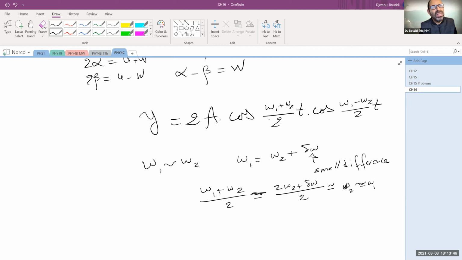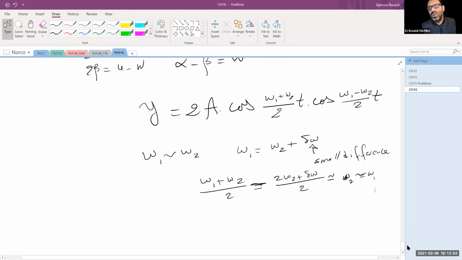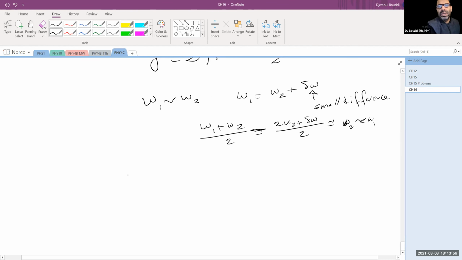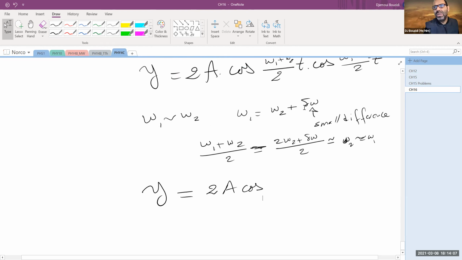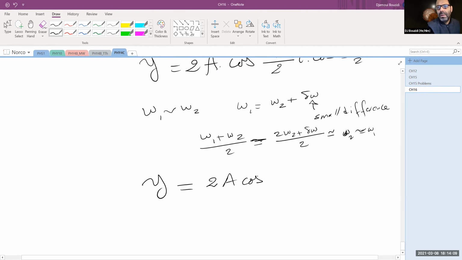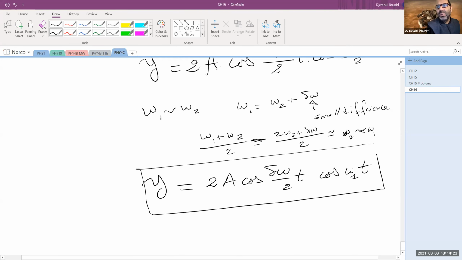However, there is another component on the other side that is going to change things a little, and that is the difference between them. The difference between them is exactly delta omega, the difference between the two angular velocities. So this is how I'm going to perceive it: 2 times cosine of the difference divided by 2, which is delta omega over 2, times t, times cosine of the sum divided by 2, which is either one, pick and choose. Both of them are close to one another anyway. So that's how my ear will perceive it.